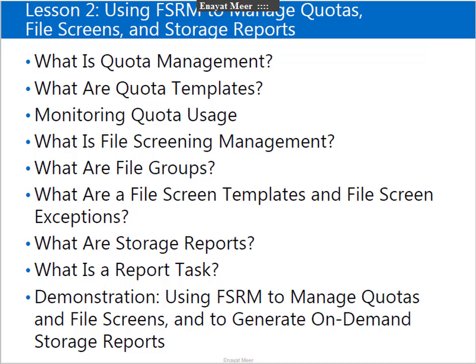And then we have a topic about FSRM to manage quotas, file screens, and storage reports. We will talk about all these topics one by one on each screen: quota management, quota templates, how to monitor quotas, and what file screening management is, what file groups are, what file screen templates are, and file screen exceptions. Exception means that when you block some file extension, nobody can copy from one location to a second location. If you later decide to let them copy, you can set up another option, which is an exception for those extensions.